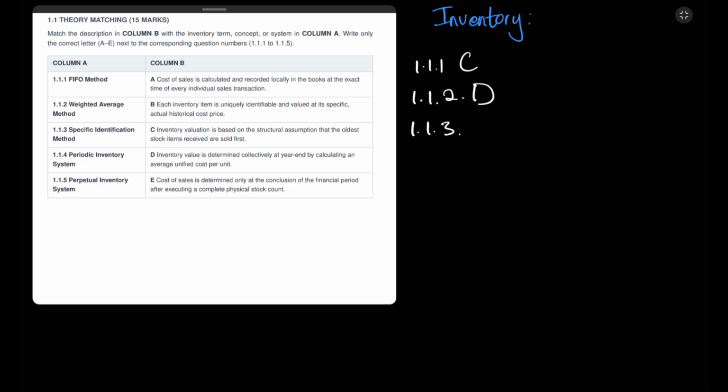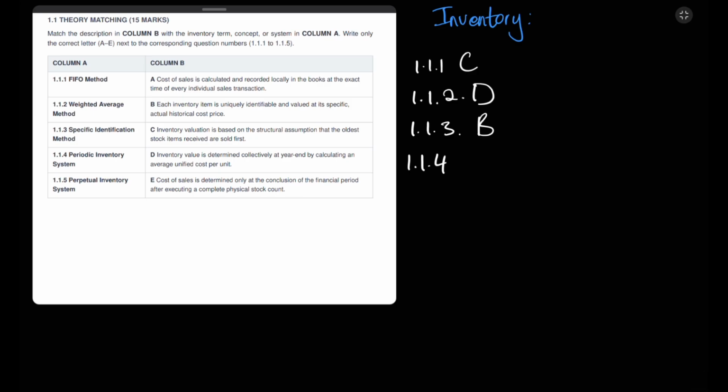Okay, let's move to 1.1.3, specific identification method. This one talks about specifying products. Remember, I said that companies that usually use the specific identification method often have items that are expensive or unique. Okay, so let's look at A. Cost of sales is calculated and recorded locally. No. B. Each inventory item is uniquely identifiable and valued at its specific actual historical price. This is definitely the specific identification method because it talks about unique products that are specified exactly as they are.